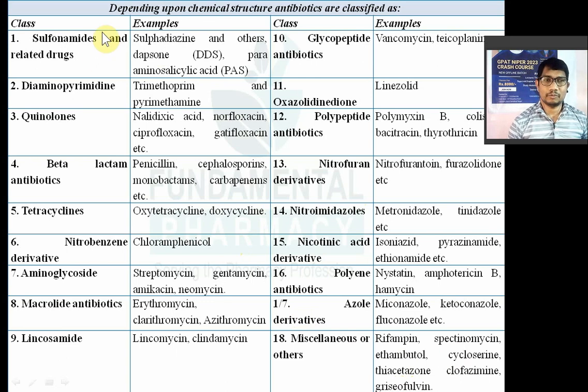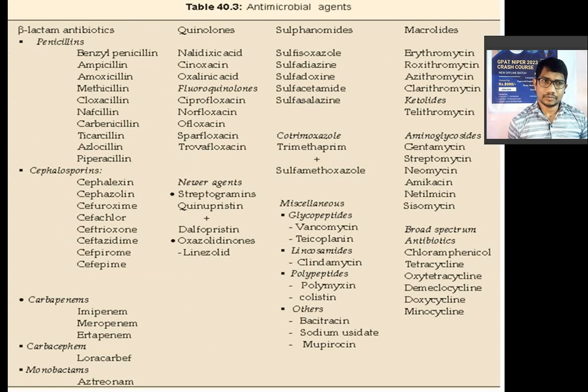A very important question, it has come many times. So we'll see another classification. Next, antimicrobial drugs. Again you can see the first one is beta-lactam antibiotics. In that you have first penicillins, cephalosporins, then carbapenems, carbacephems and monobactams. So all these are antibiotics containing the beta-lactam ring. So beta-lactam antibiotics: penicillin, cephalosporins, carbapenems, carbacephems and monobactams.